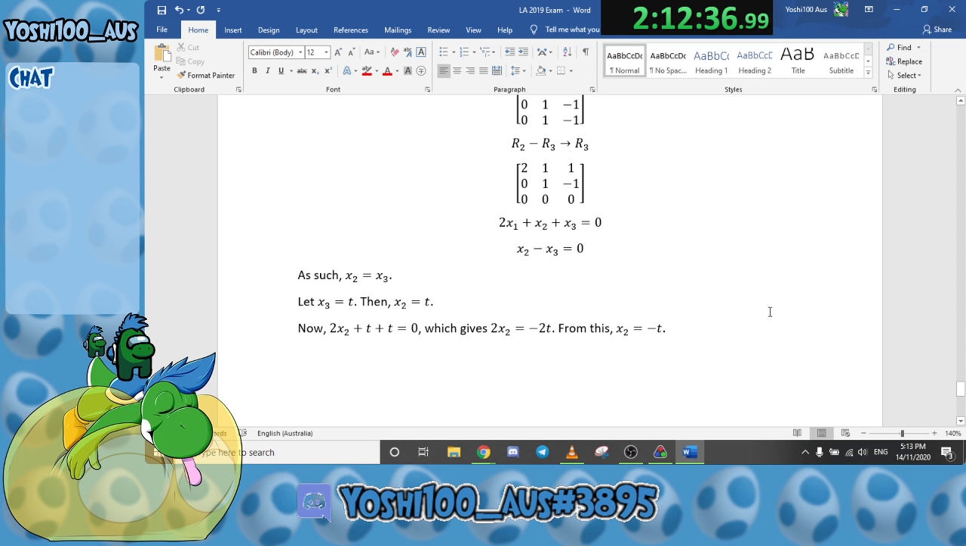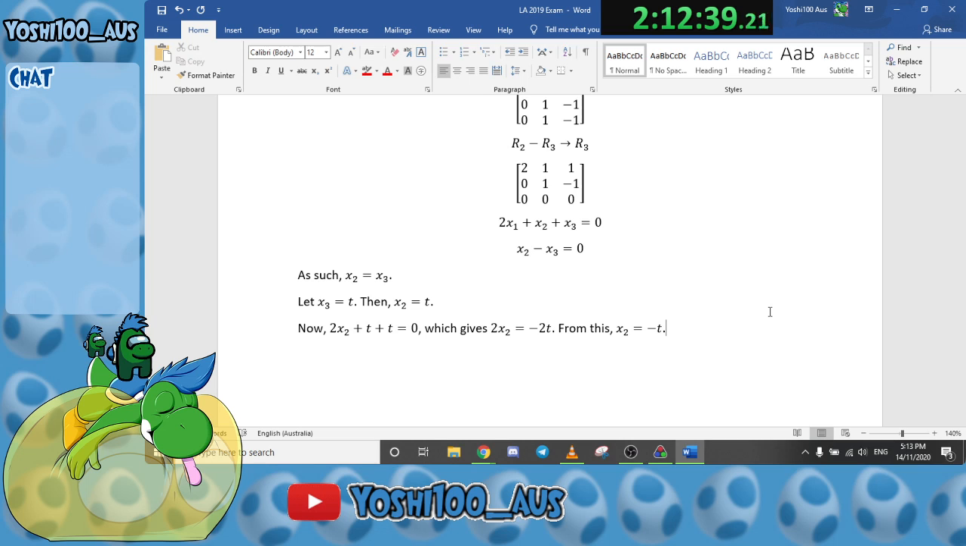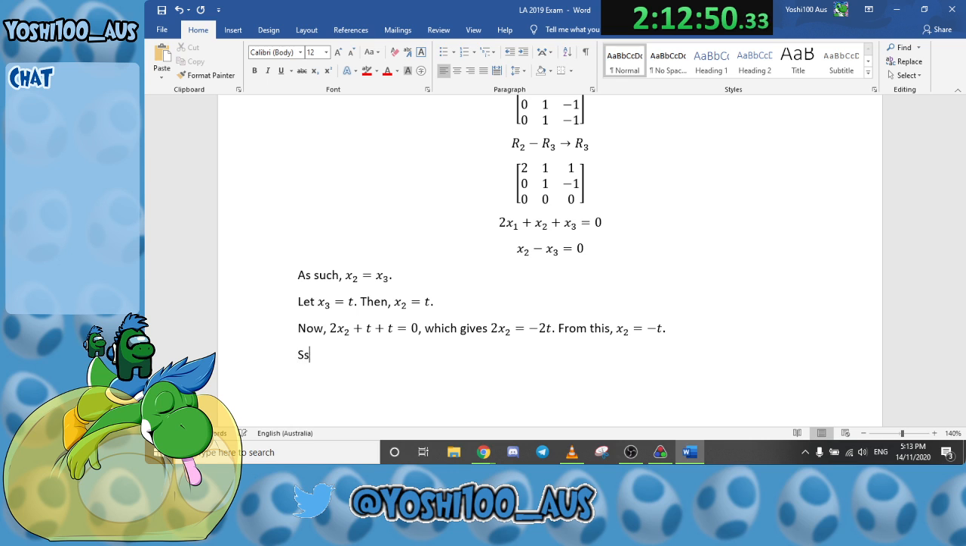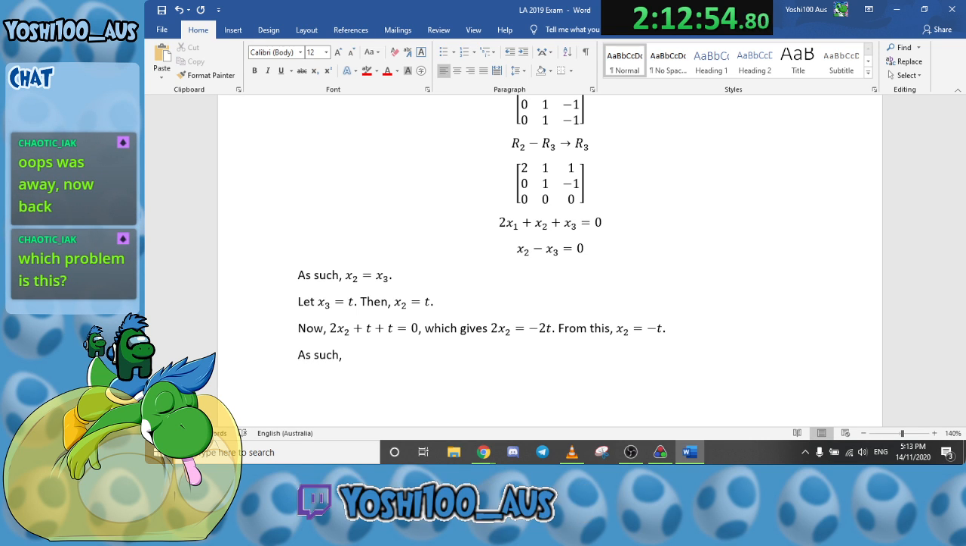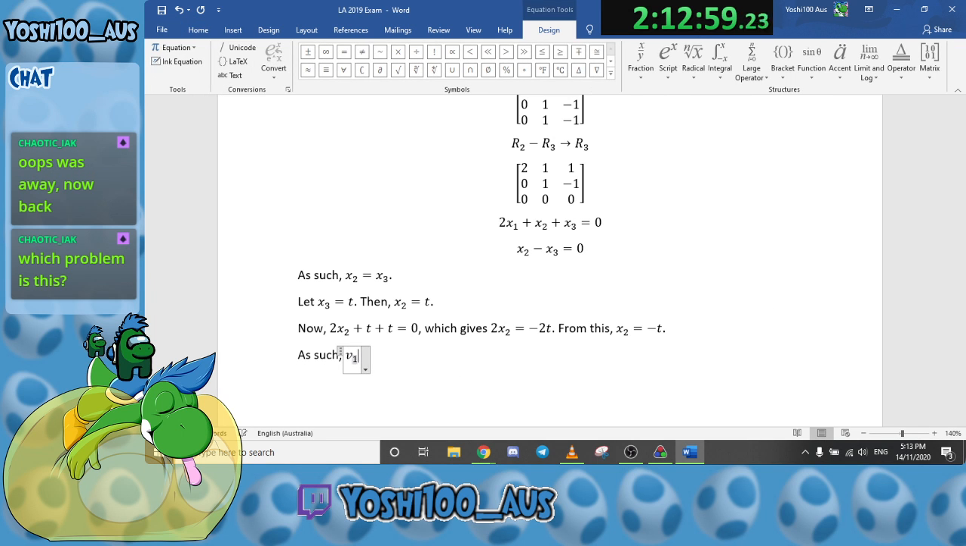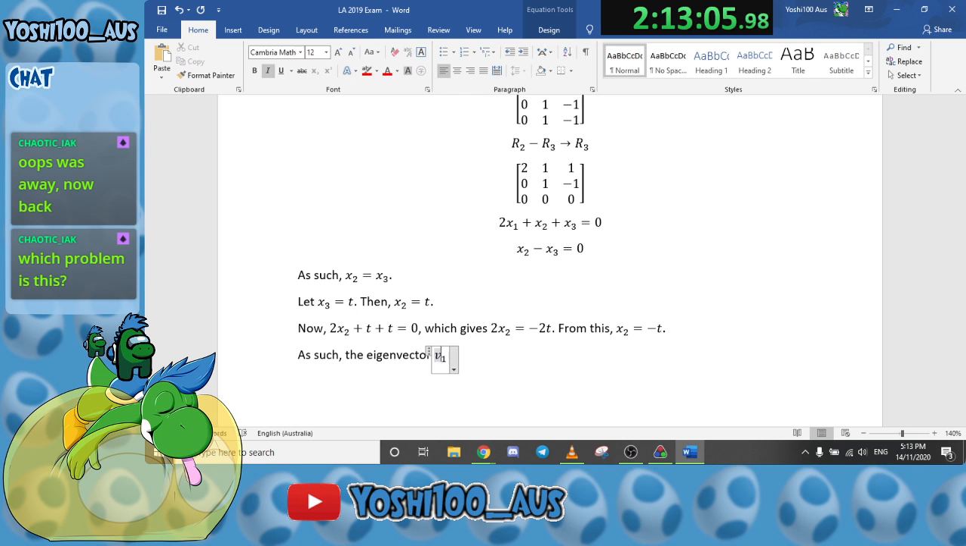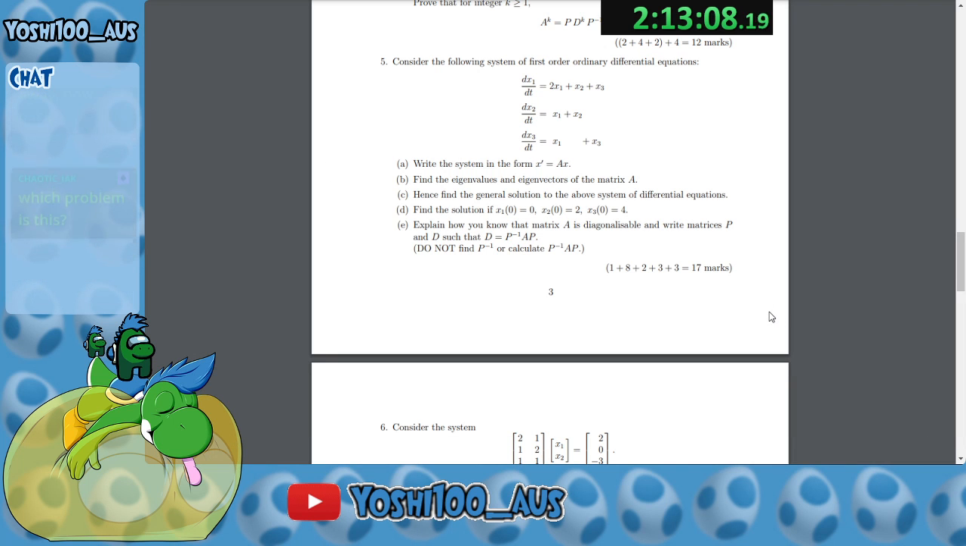I'm just doing more solving. Typical, right? Okay. The eigenvector. As such, I don't know. Do I usually have a... I just call it V1, V2. The eigenvector. Which one is this? This is question number 5.